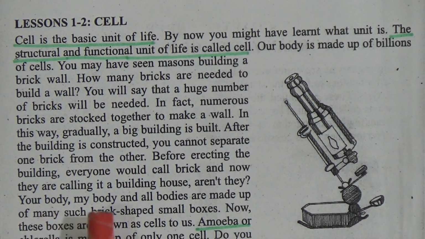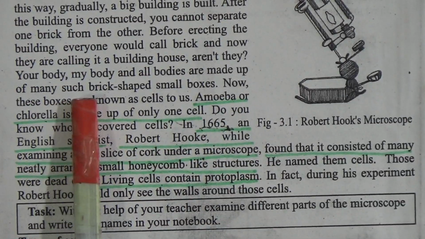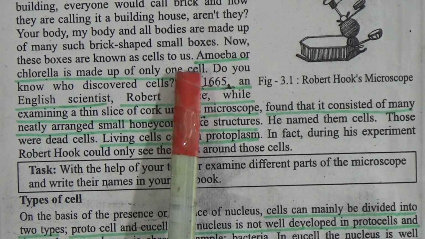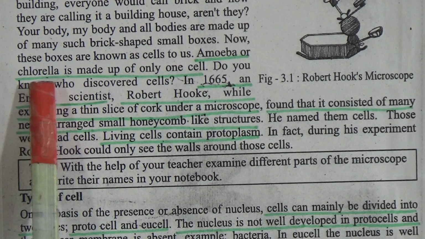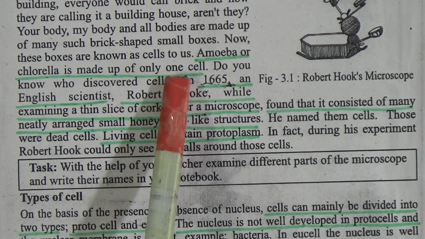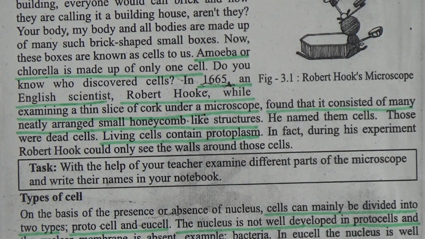Your body, my body, and all bodies are made up of many such brick-shaped small boxes. Now these boxes are known as cells to us. Amoeba or chlorella is made up of only one cell. Only amoeba and chlorella are made up of only one single cell.